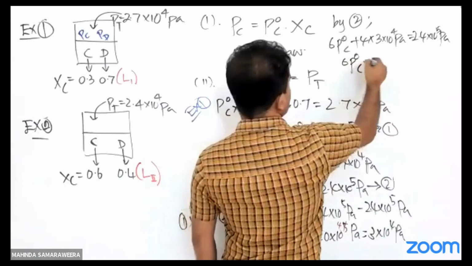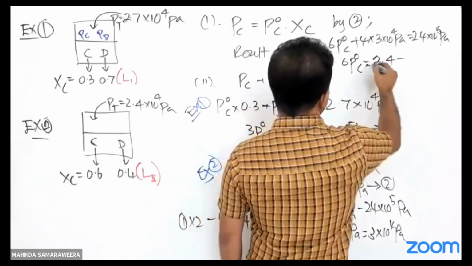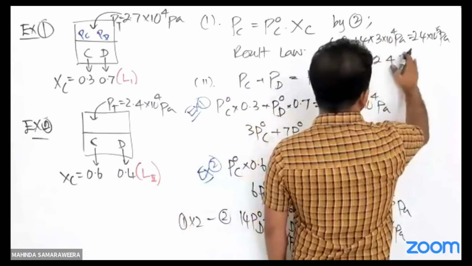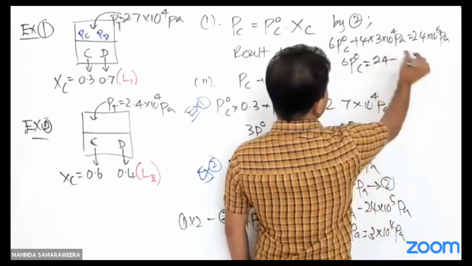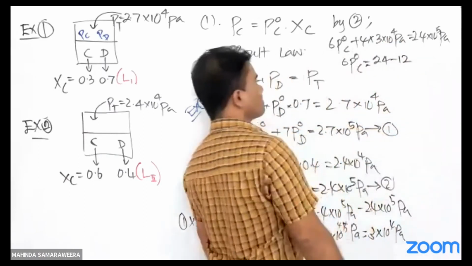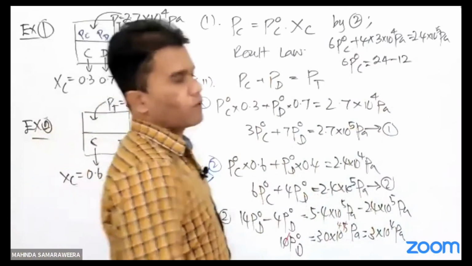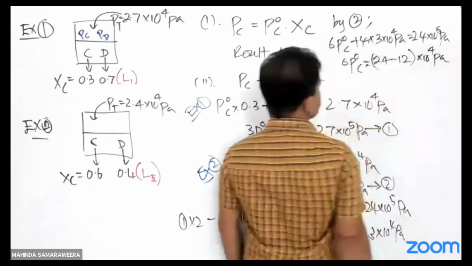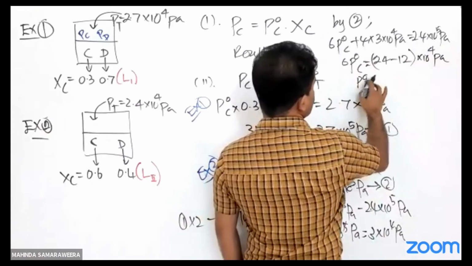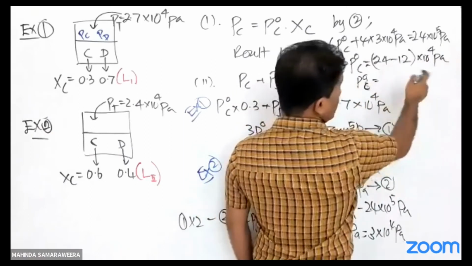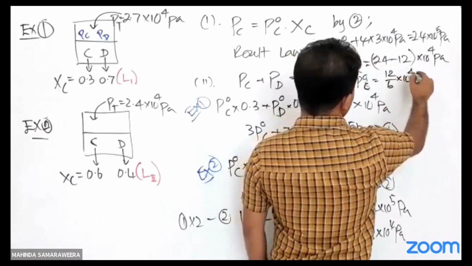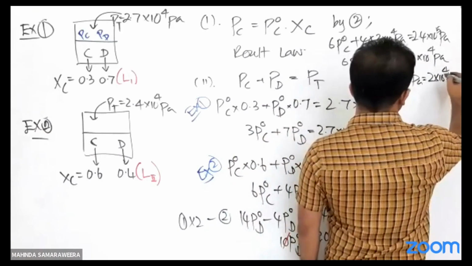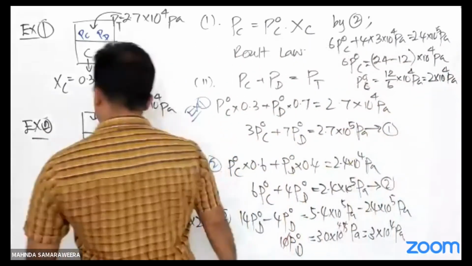6P naught C now equals 2.4 × 10⁵, I write it like 24 × 10⁴, then 24 minus 4 × 3, it's 12, 10⁴ Pascal. Then 6 P naught C equals now 24 minus 12, it's 12. 12 divided by 6, 10⁴ Pascal. It's actually 2 × 10⁴ Pascal. Can you see it? Yes, 2 × 10⁴ Pascal.